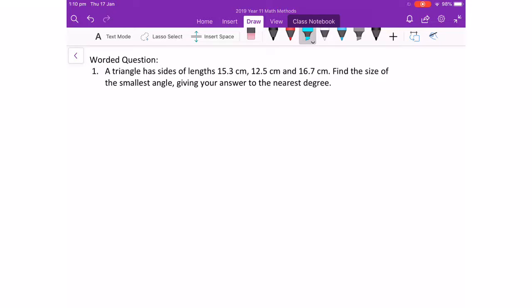All right. So a triangle has sides of lengths 15.3, 12.5, and 16.7 centimeters. Find the size of the smallest angle, giving your answer to the nearest degree. Okay, so this is quite straightforward. So you're given three side lengths, so 15.3, 12.5, and 16.7. And we also need to find the smallest angle, and we need to round it to the nearest degree as well.